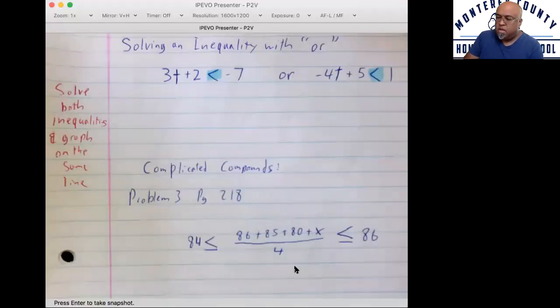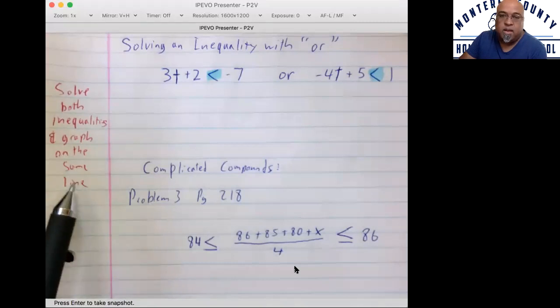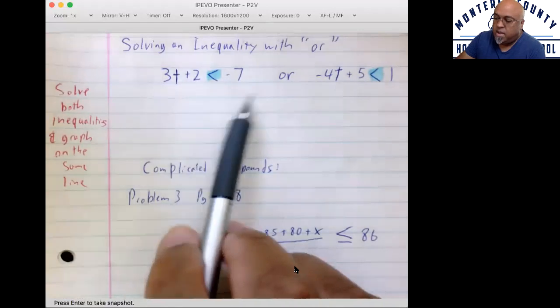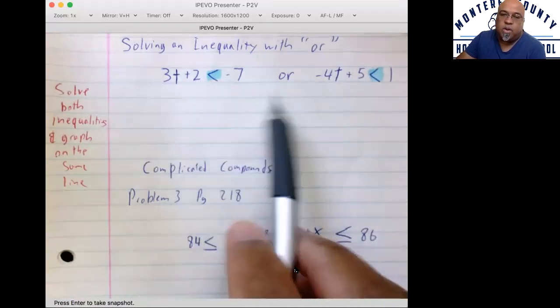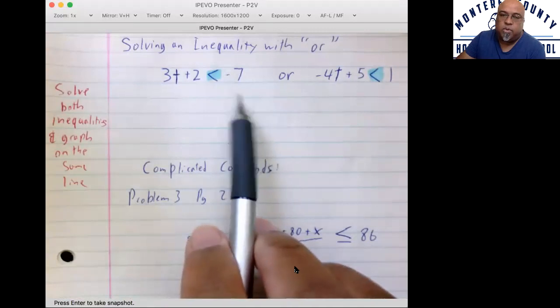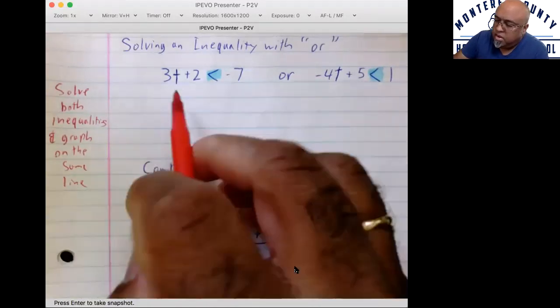Okay, I'm back. Anyways, so solving the inequality with OR, you want to solve both inequalities, but graph them on the same line. Okay? So with this one, it's not written very complicated. It's not written as one compound statement. It's written as two separate statements. So let's go ahead and solve. I'm going to go ahead and solve the first one.